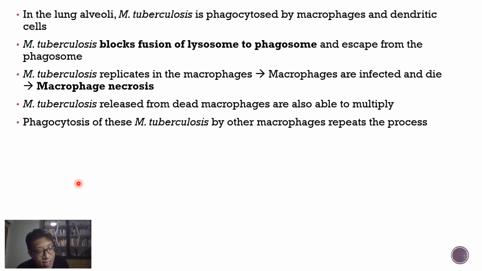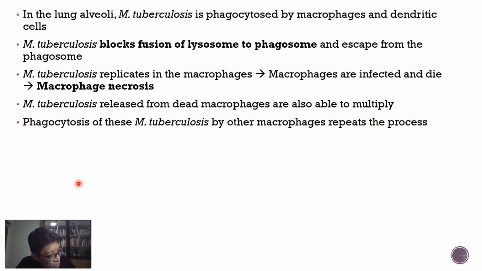So whether it is inside the macrophage after the failed attempt at killing them via phagocytosis, or after the macrophages die and the bacteria are released, the bacteria just keep dividing. And when the bacteria get recognized by another macrophage and get phagocytosed, this whole process repeats again. There will be no killing, there will be replication inside the macrophages until the macrophages die, and then the bacteria get released and they keep dividing again. So this is what happened with the bacteria.